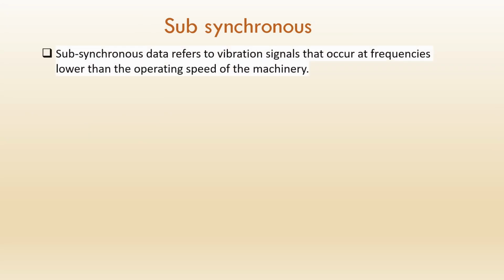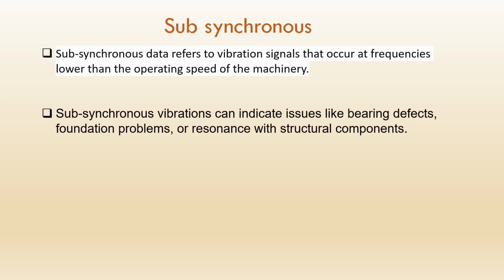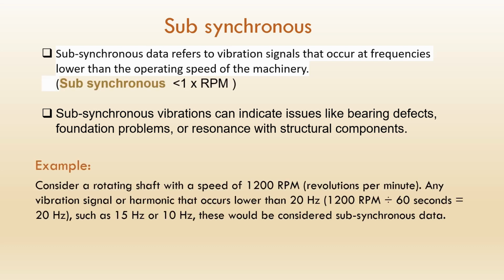Subsynchronous data refers to vibration signals that occur at frequencies lower than the operating speed of the machinery. Subsynchronous vibrations can indicate issues like bearing defects, foundation problems, or resonance with structural components. For example, consider a rotating shaft with a speed of 1200 revolutions per minute. Any vibration signal that occurs lower than 20 Hz, such as 15 Hz or 10 Hz, would be considered subsynchronous data.